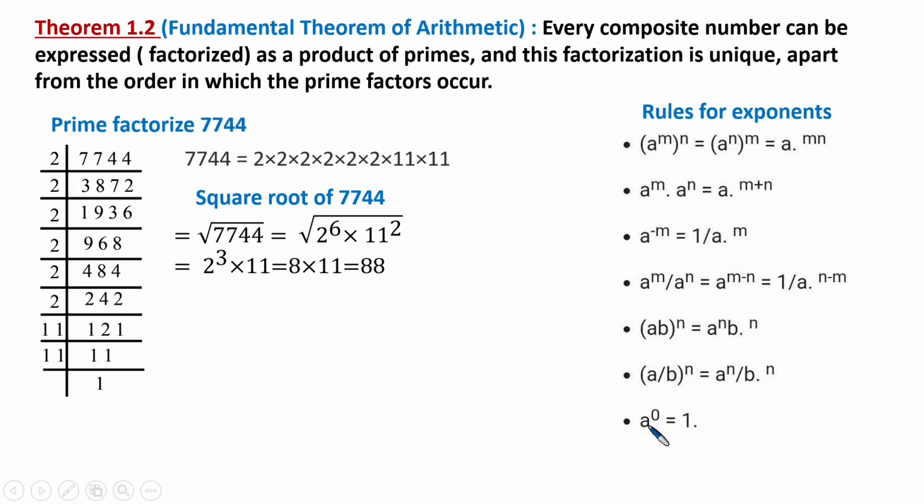Any number to the power 0 is always 1, and any number to the power of a negative integer is the reciprocal of it. Okay, minus m, it will go down and it will become plus m. All these things we have discussed in detail in class 9. So kindly go to the class 9 lectures.